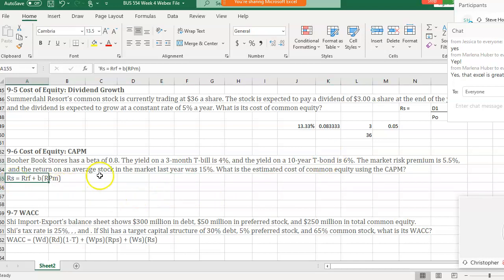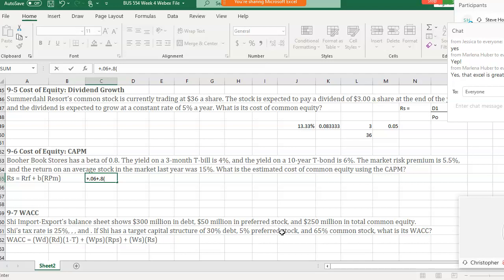So here's my formula right here. I'm just going to plug in my numbers. I'm going to start with my risk-free rate, so I'm going to use the 0.06. I'm going to add to that my beta, which is 0.8, multiplied by the market risk premium, and they mentioned that that was 5.5%.